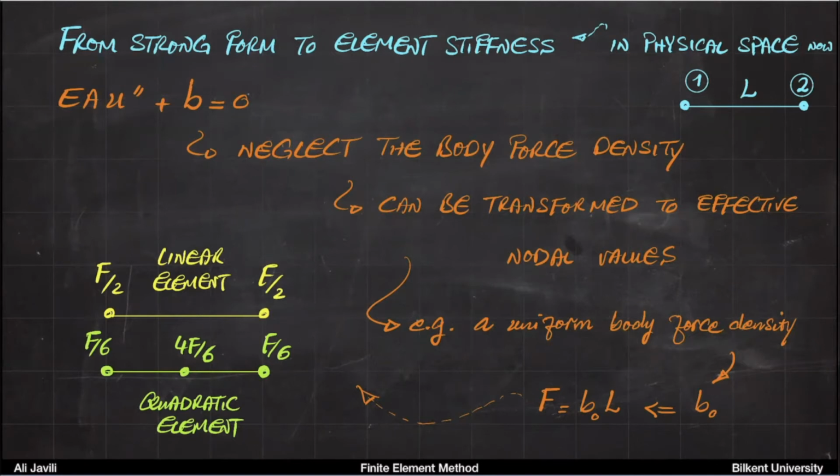So this is the strong form. And remember, we said we neglect the body force density, but also we justified that it can be transformed into end nodes. So if you have a constant body force density, for instance, you multiply that constant by the length of the domain and you get the total force. And then you can split that into different nodes. So if it's a linear element, you split half and half. If it is quadratic, then it's 1/6, 4/6, 1/6. All right, so we neglect that term.